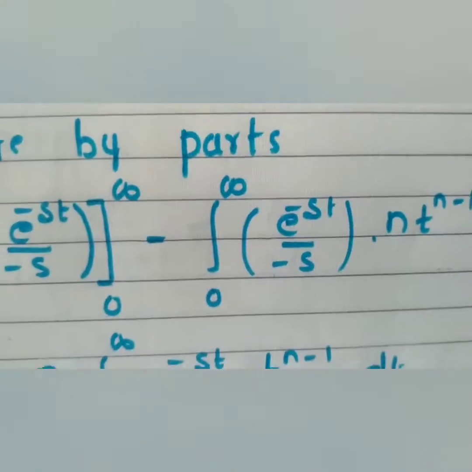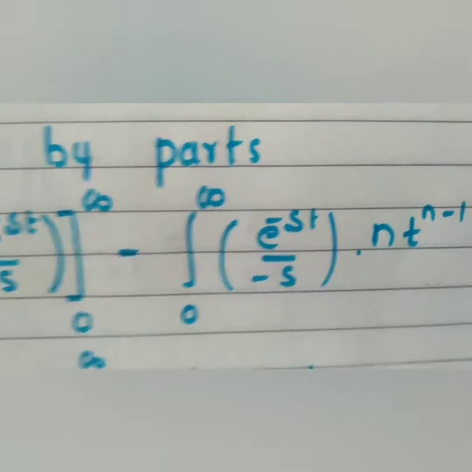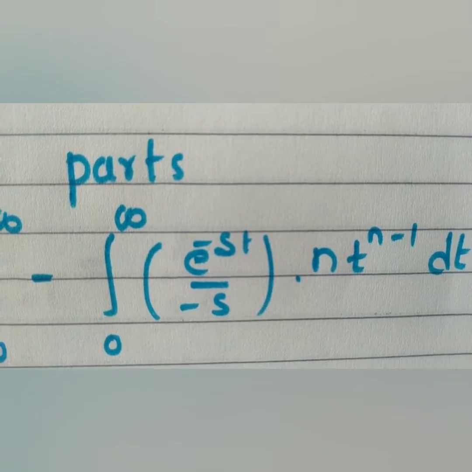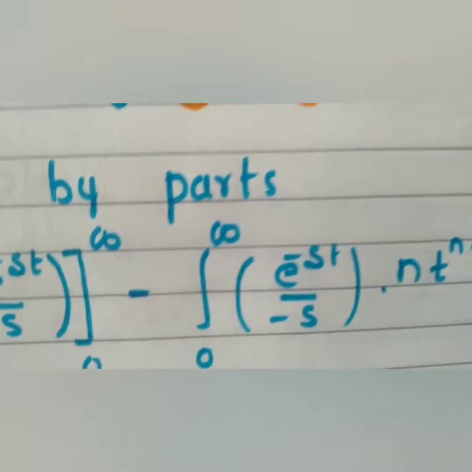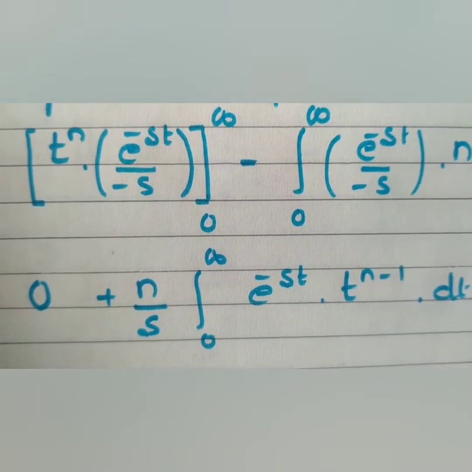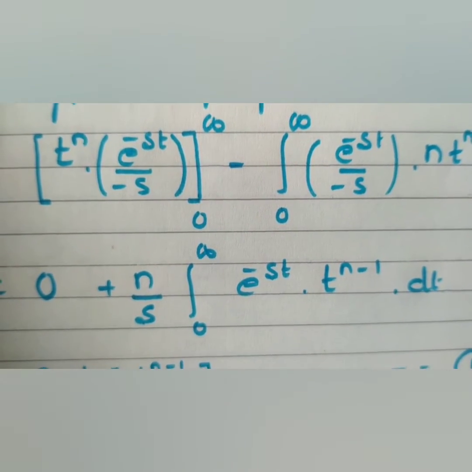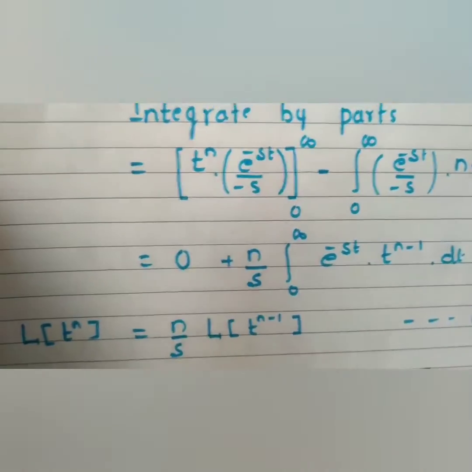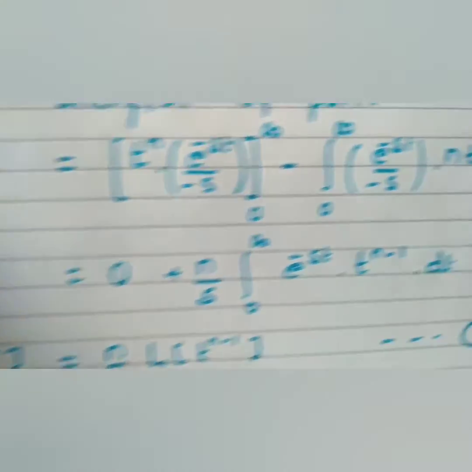Now the second part, minus 0 to infinity e raised to minus st by minus s into n into t raised to n minus 1 dt. Here n and s are common and independent of t, so minus n by s comes outside the integral sign. With the minus outside, it is plus n by s. The remaining thing is the integration from 0 to infinity e raised to minus st into t raised to n minus 1.